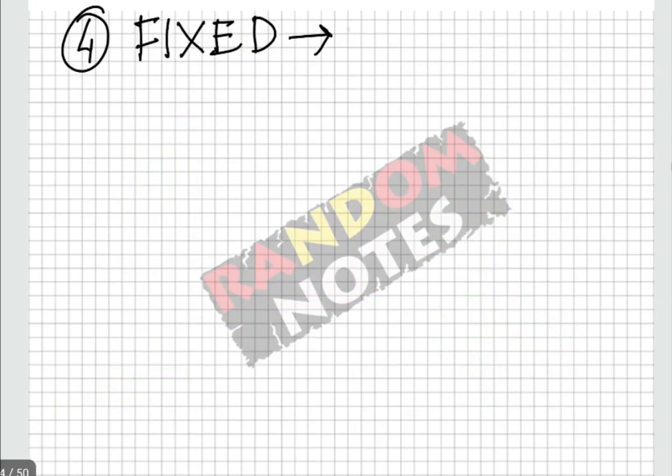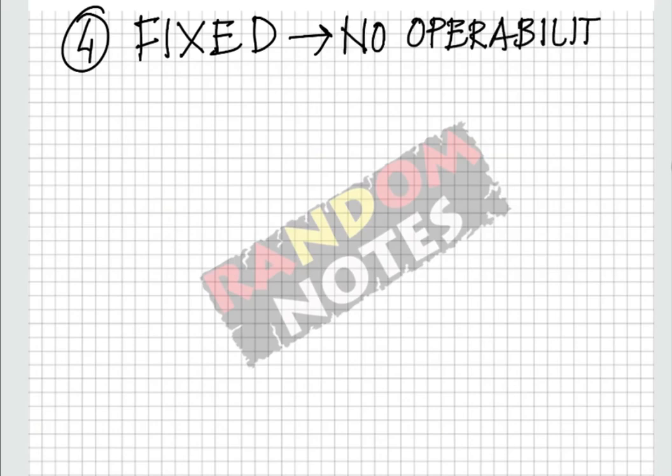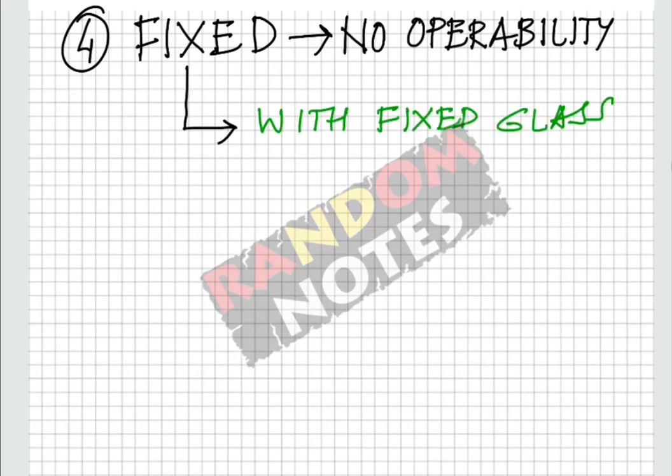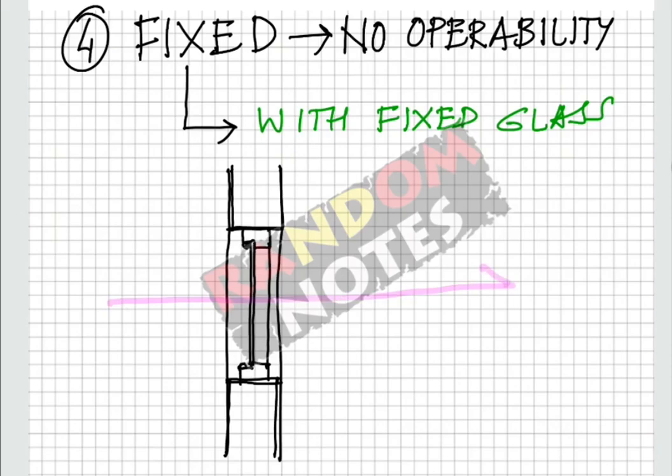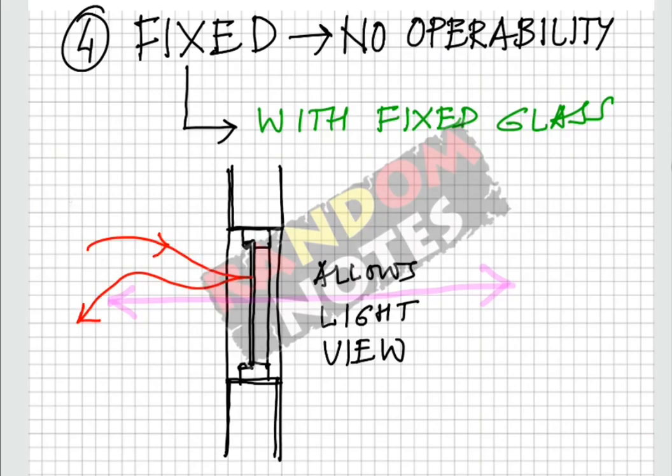There is another common situation of operability which allows only light through it. It restricts view and movement of air, persons or things. It may also allow view by using clear glass. This window has glass fixed within it, which cannot be operated.